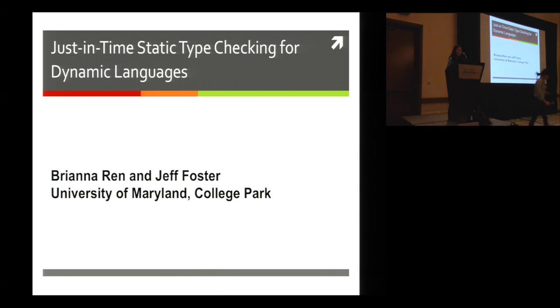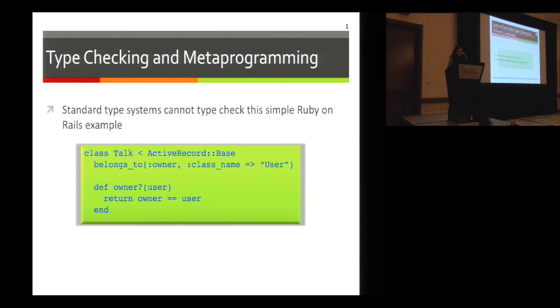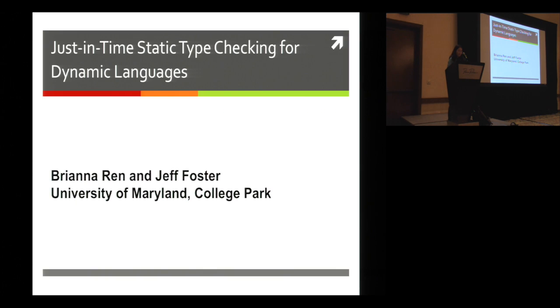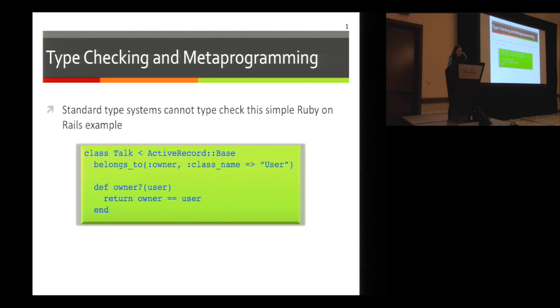Okay. My talk is about just-in-time static type checking for dynamic languages. This is joint work with Jeff Foster. To motivate our work, let me show you a simple example. Here we have Rails, which is a web programming framework for Ruby. We have a class called Talk, where each Talk instance is stored in a database. Inside Talk, we have defined a method that takes one argument user and checks if user is the Talk's owner. Now we want to be able to type check.